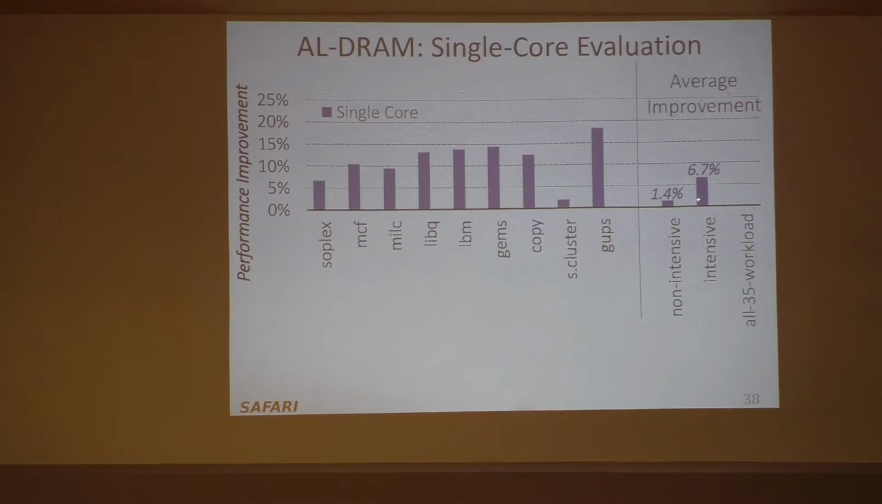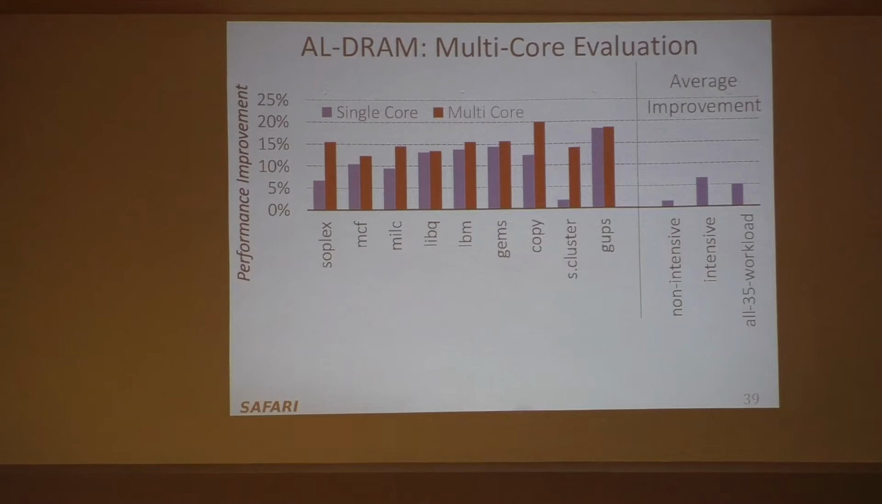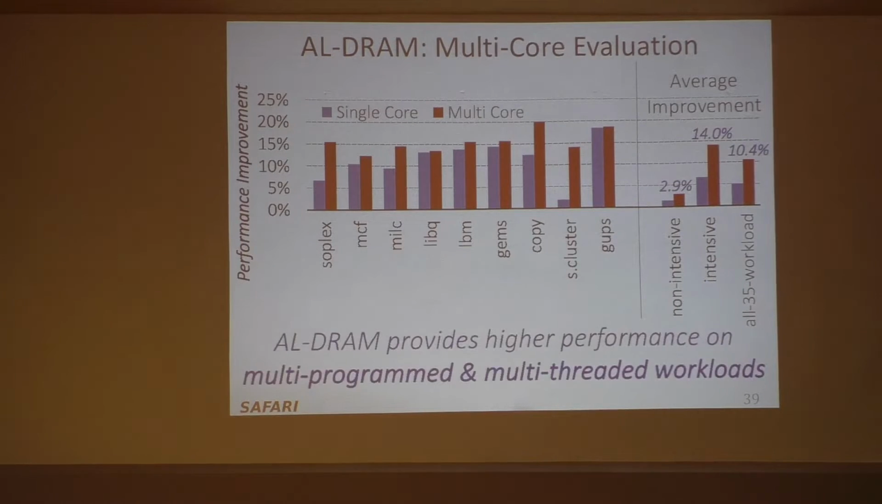For single-core performance, you get more than 6% improvement on memory-intensive workloads. And with more intensive workloads, like multiple workloads accessing memory at the same time, you get about 14% performance improvement. And these are real system results. You can read the paper. Of course, what we envision is doing this dynamically, not just statically changing it in the BIOS. And I don't think it's that hard once you have a good memory controller. So the benefits are real.